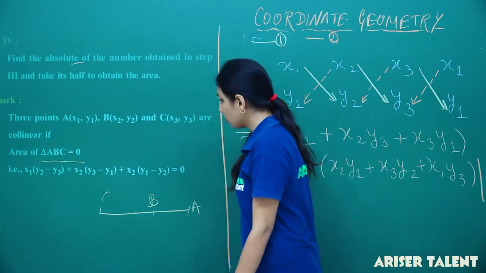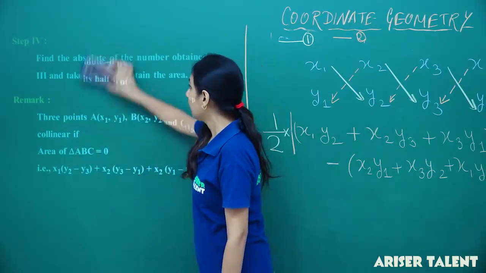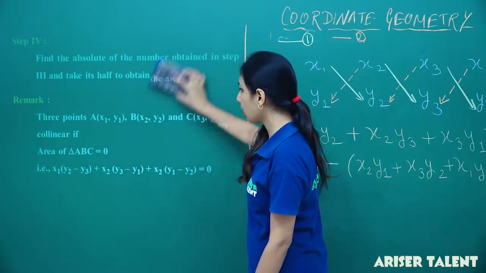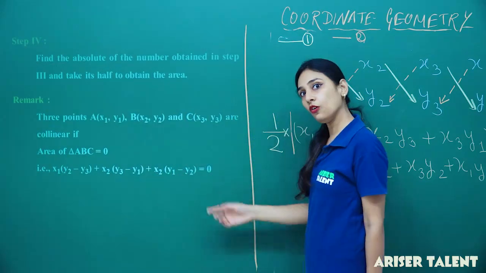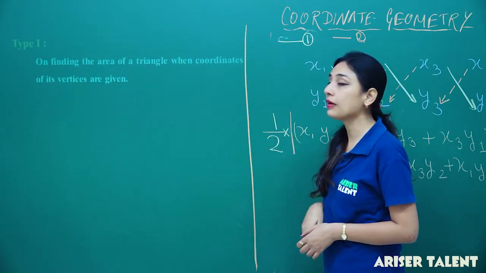So examiner is going to trick you. Okay, so this is about this step. Now you got it. Now we'll move to next one. Okay, so moving to the next thing, which is type 1 question.